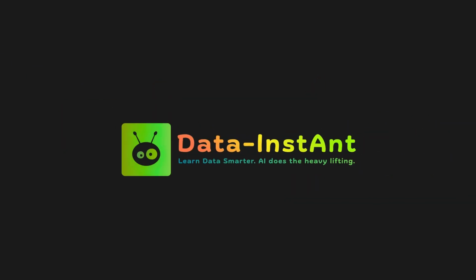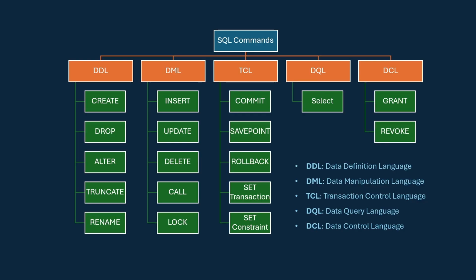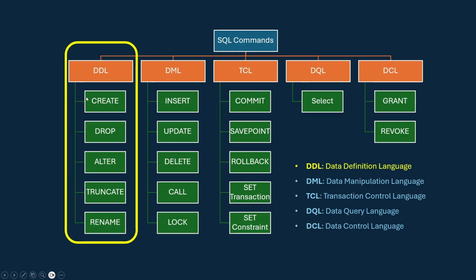Data instant. Alright folks, SQL has different types of commands and each type is meant for a different purpose. The one that we are going to talk about in this video is DDL, which stands for Data Definition Language. It has 5 commands called create, drop, alter, truncate, and rename, and we are going to use them to create, edit, or delete objects. And when I'm talking about objects, I'm referring to databases, tables, and columns.